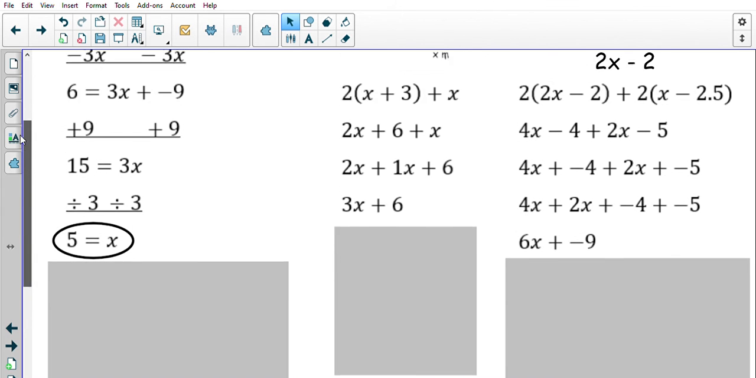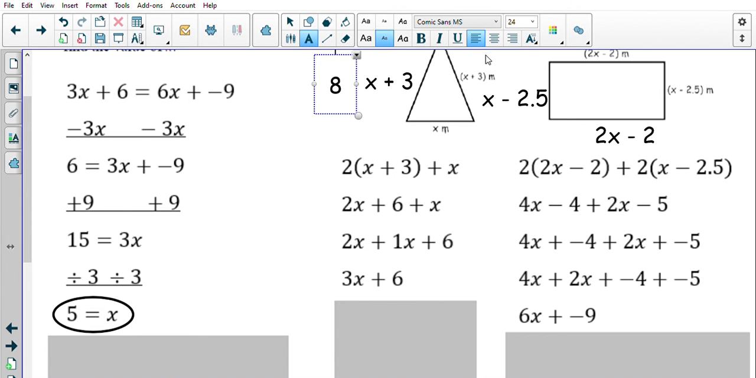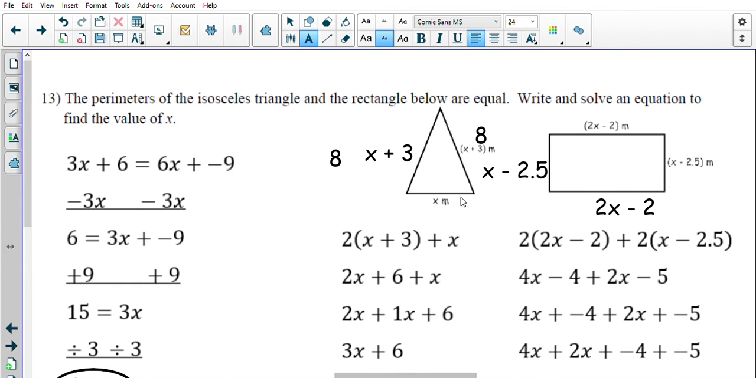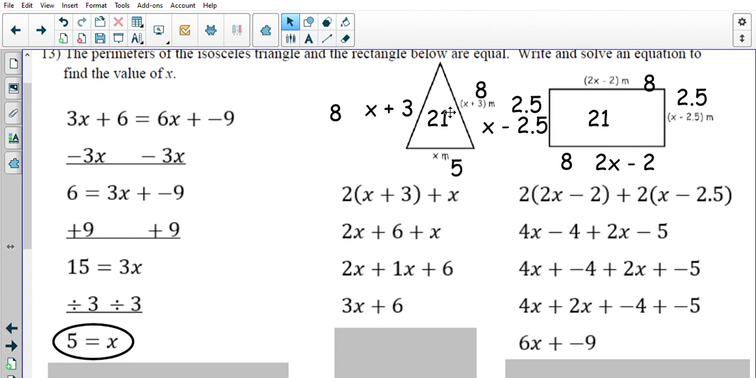I can double check to make sure that this value works. So 5 plus 3 is 8. So each side of this isosceles triangle will be 8. This side will be 5. 8 plus 8 is 16 plus 5 is a perimeter of 21. I know it kind of looks chaotic going around here. If I replace x with 5 here, 2 times 5 is 10. 10 minus 2 means this is going to be 8. This side's going to be 8. And then 5 minus 2.5 is 2.5 for each of these. 2.5 plus 2.5 is 5. 5 plus 8 is 13. 13 plus 8 is also a perimeter of 21. So the perimeters will indeed be equal.